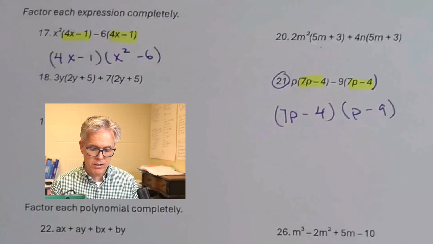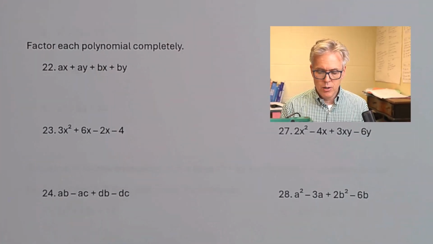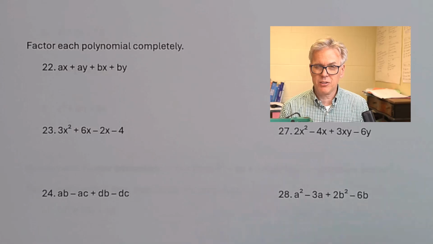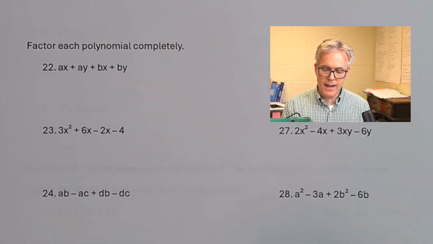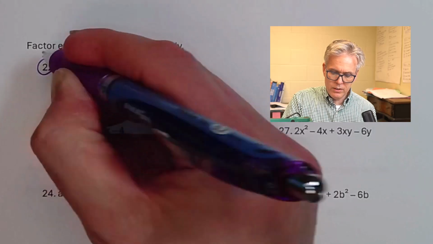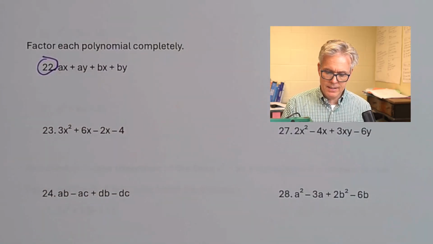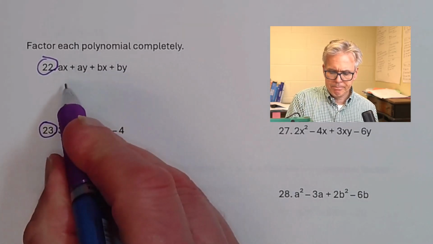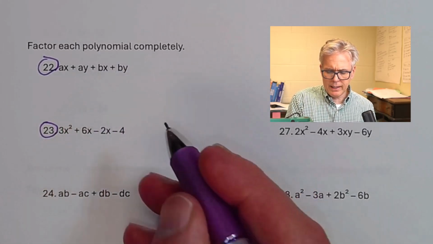It does get trickier in this next little section when it's not visible. We actually have to factor out the common factor within each group. So let's look at that. Let me do number 22, and then I want to do one with a negative. Let's do 23. Okay. So I've got multivariable here, but I think it comes out nice.